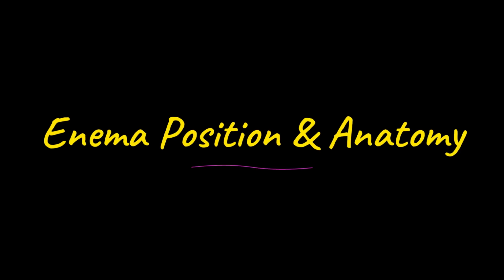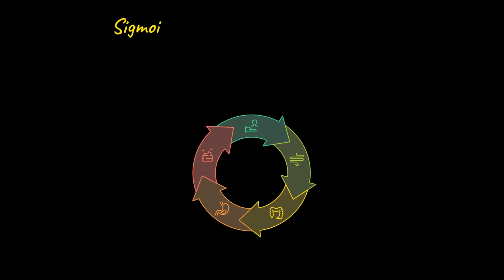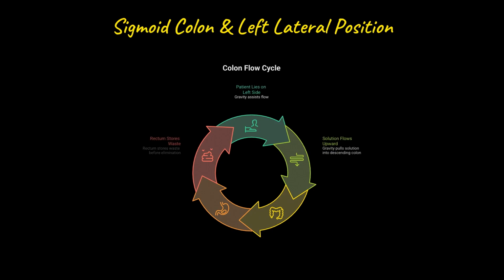When administering an enema, patient positioning is not arbitrary. It's rooted directly in the anatomy of the colon and the physics of gravity. Understanding why the left lateral position works helps you apply it correctly every time. The sigmoid colon, the final segment before the rectum, curves naturally to the left side of the body. When the patient lies on the left side, the rectum sits below the sigmoid. So enema solution flows upward and to the left along that curve with minimal resistance.